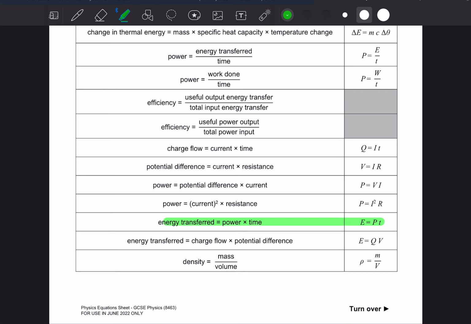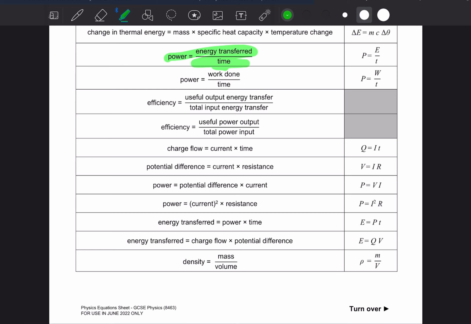But there's actually a rearrangement of that here. Power equals energy transfer divided by time. It's the same formula, it's just put on the data sheet twice because this bottom one is normally for electricity and this top one is normally for anything to do with movement and forces.